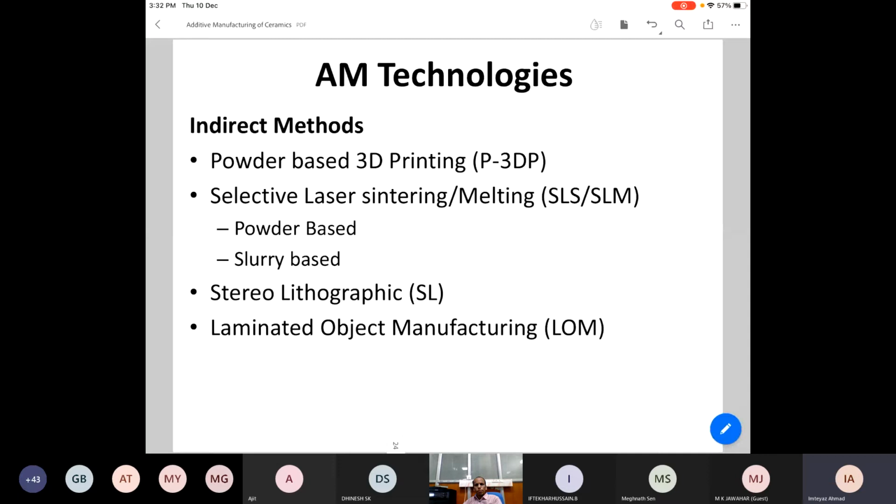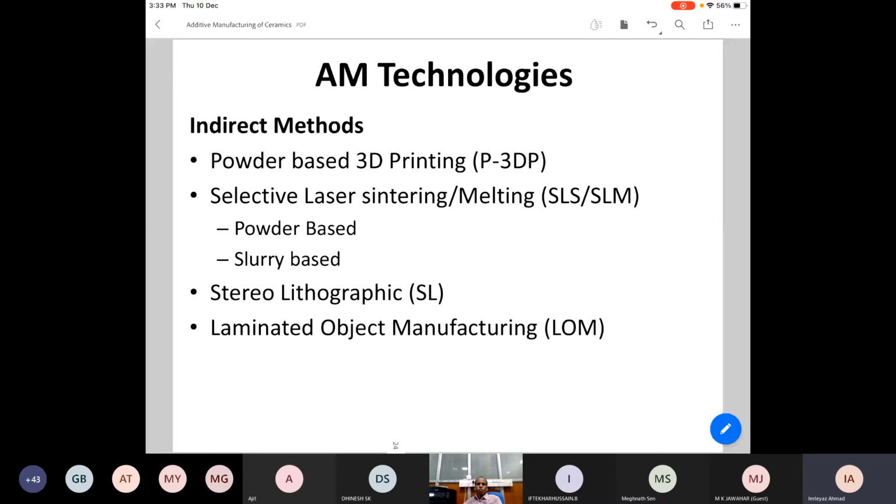And first one I will talk about will be the powder-based 3D printing. And you have selective laser sintering. I will not call it melting. The reason is I don't want to call melting as far as the sintering is concerned. If the material is able to fuse, then I will consider it to be processed. Then, it can be powder-based or slurry-based. You can have a slurry or you can have powder and then build it.